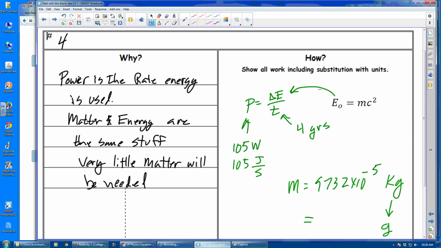All right? So make sure that your time units agree. Make sure that after you find it, it's going to be in kilograms if you go with seconds and joules. If not, it will be in funky units. And then convert that kilograms to grams.